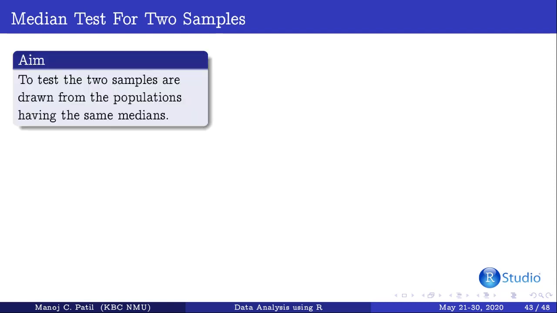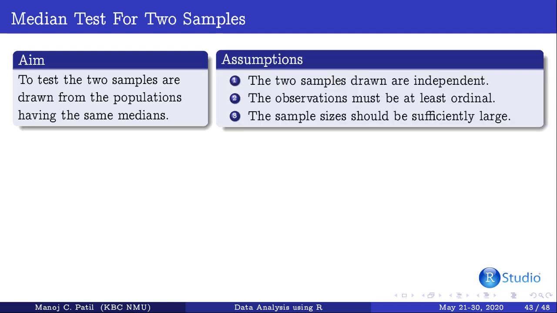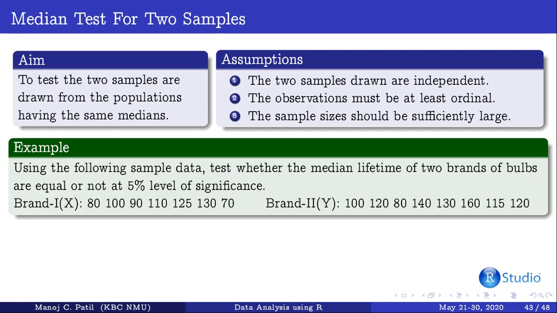Median test for two samples. Same as we went through the paired t-test or two sample t-test, likewise there is the median test for two samples in non-parametric cases. It tests whether the two samples are drawn from populations having the same medians or not. Assumptions: the two samples are drawn independently, observations must be at least ordinal type, and the sample sizes should be sufficiently large.